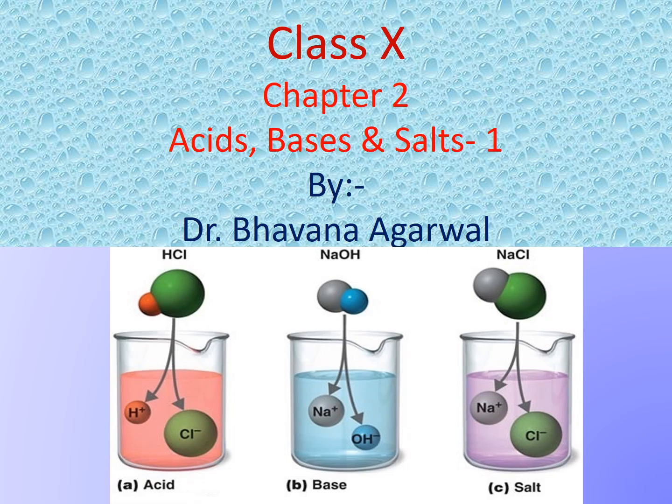Hello students, I am here with chapter number 2, acids, bases and salts, of class 10th. As you can see over here in the cover slide, three beakers are being shown. The first beaker A consists of an acid, hydrochloric acid, that is HCl. In the second beaker, beaker B, you can see the base NaOH, sodium hydroxide.